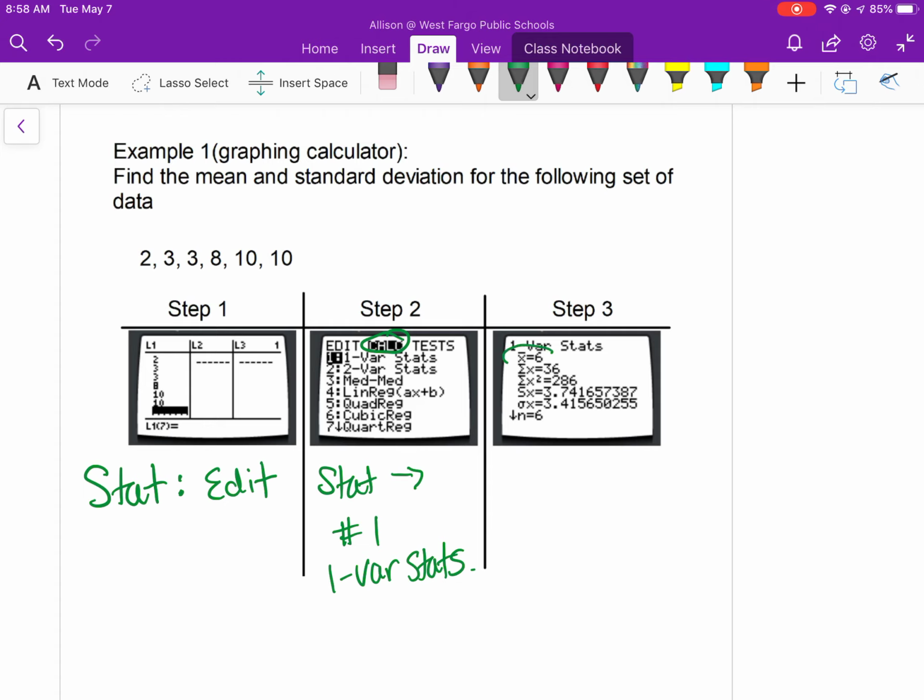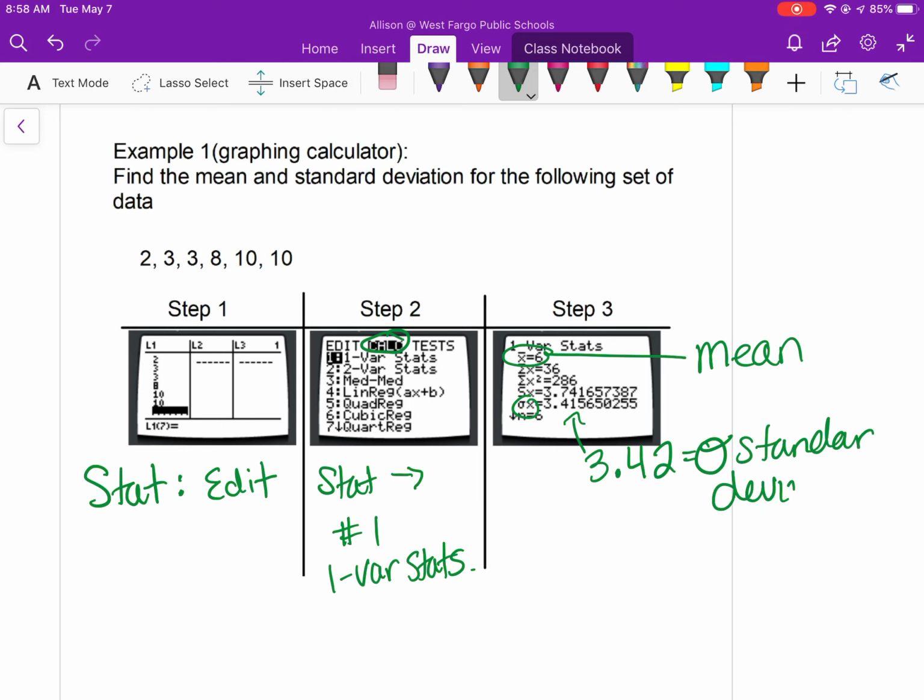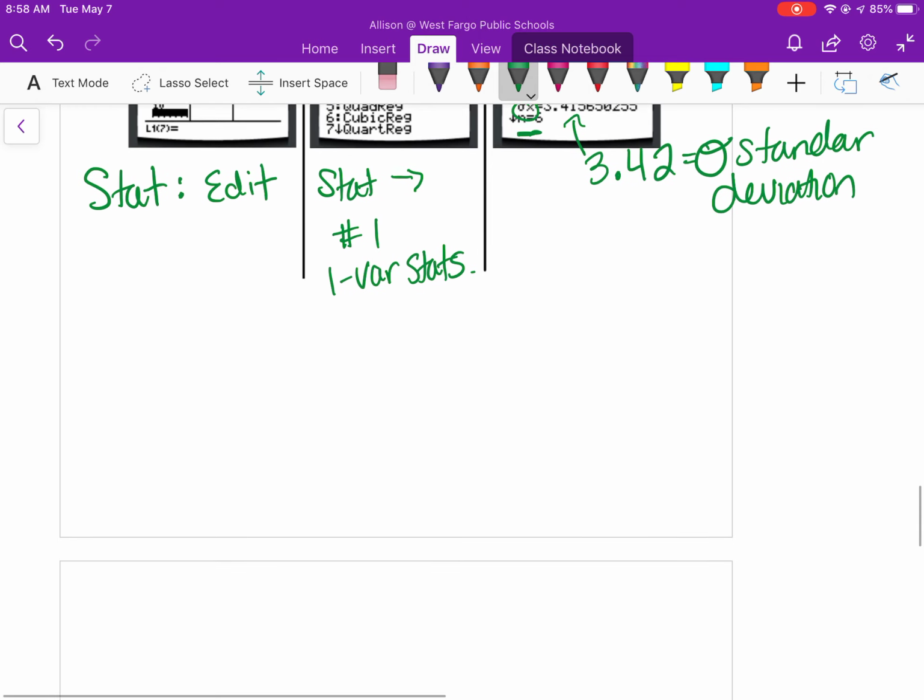And then you can see X bar up here. That's going to be your mean or your average. And then sigma of X, that's going to be your sample standard deviation. So you can see that's the 3.42 is our standard deviation. Notice it says n equals 6. That is how many terms we had. So that's a good way to check that you entered the points in correctly. That you got the right amount of n. So your calculator can do that for you.